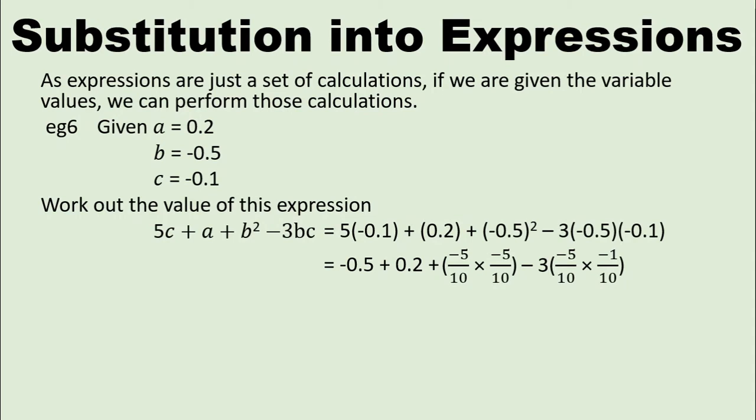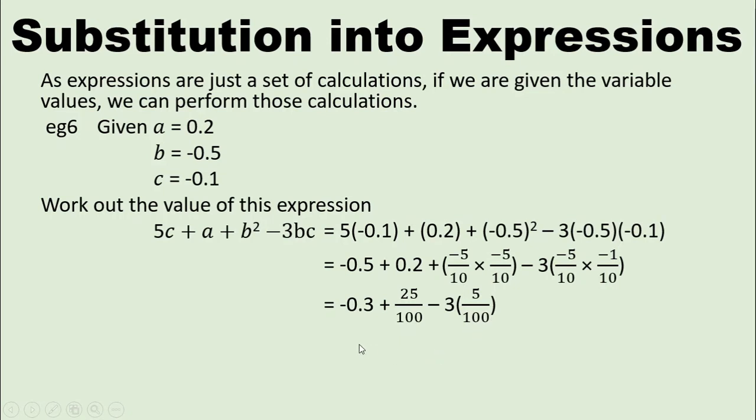Now, negative 0.5 plus 0.2, that would be negative 0.3. Then negative 5/10 times the negative 5/10, negative times negative would make positive. And we do top times top, so numerator times numerator is 25, and bottom times bottom, denominator times denominator, that gives us 100. Then we have negative 3 times, let's work out what's inside the bracket before we do the rest. Negative 5 times negative 1 is positive 5, and negative times a negative always makes a positive, and 10 times 10 gives us 100.